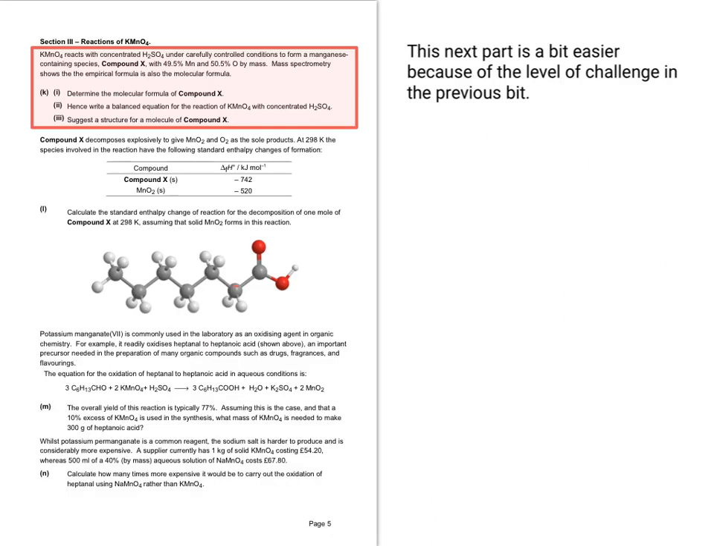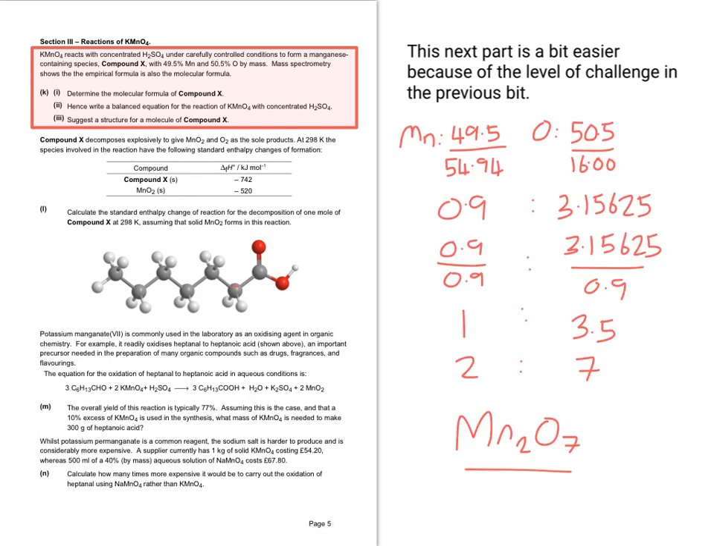So this part is a bit easier because the level of challenge in the previous part was quite high. So it shouldn't be too difficult to follow the simple empirical formula calculation that it asks you to do when you're determining the molecular formula.